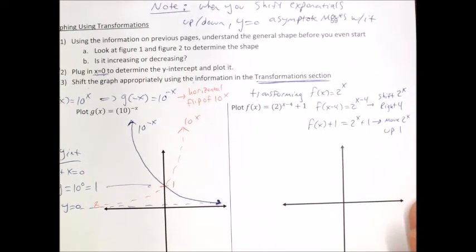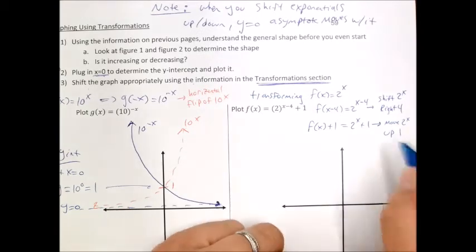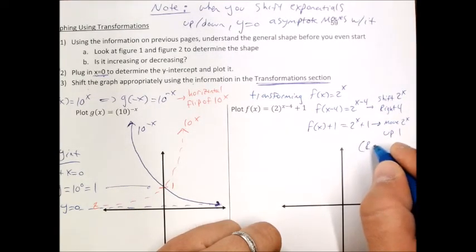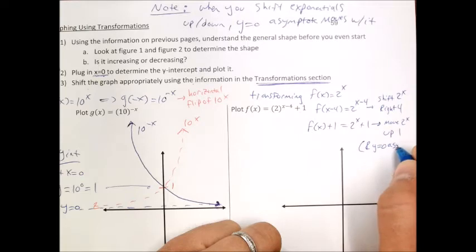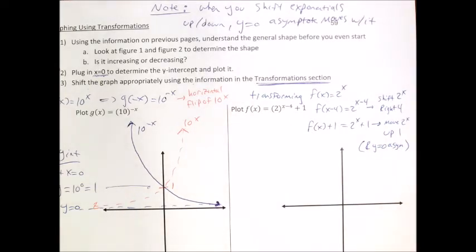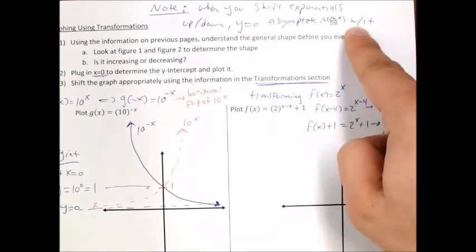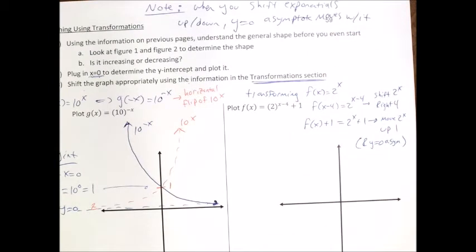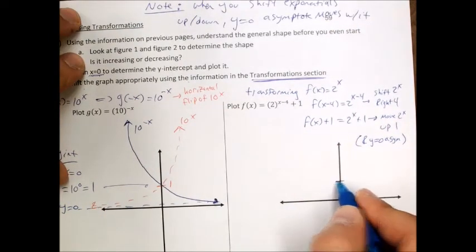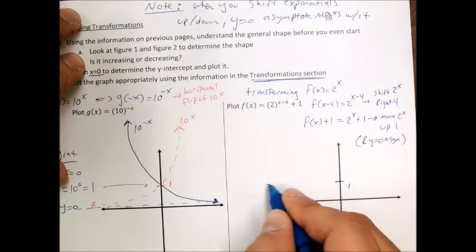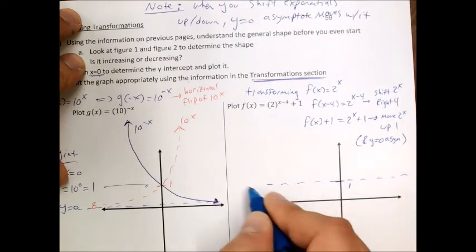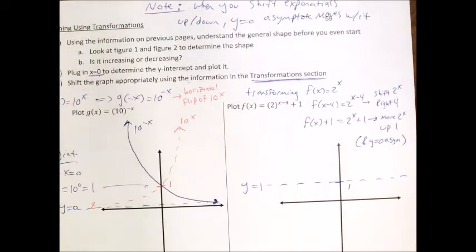And what I really want to point out, I almost don't have room to write it in here, but I'm going to do it anyway. Really important: the y equals 0 asymptote moves up with it. Since we moved it up 1, that's what this note's about. When you shift an exponential up or down, you've got to move the asymptote with it. So I'm just going to do that before I do anything else. I'm just going to draw in my new asymptote at y equals 1. So whatever I draw, it's going to get close to that asymptote as we go.